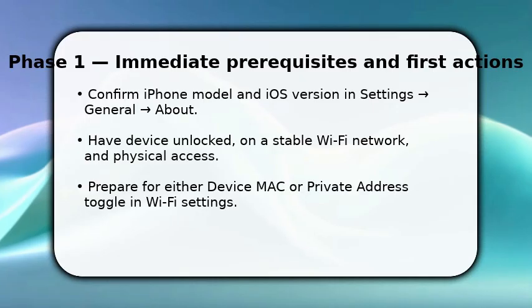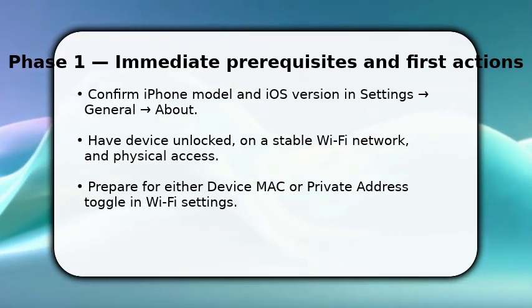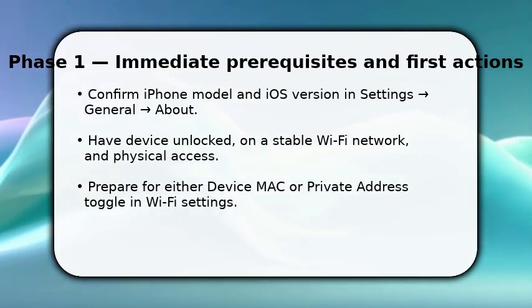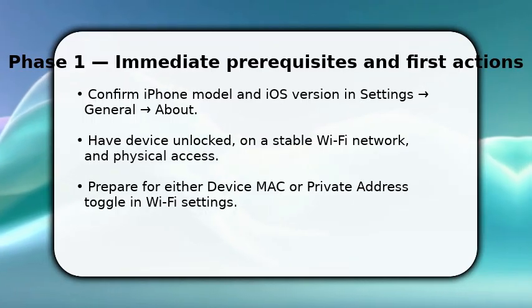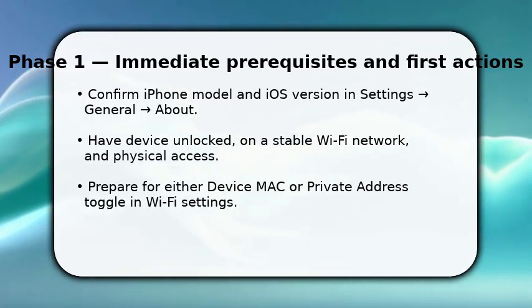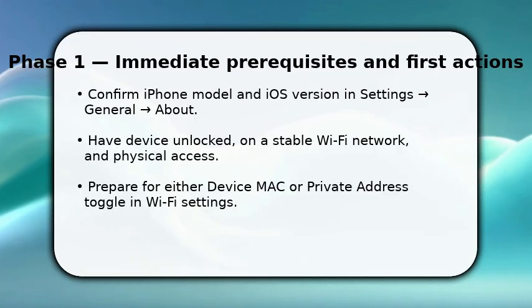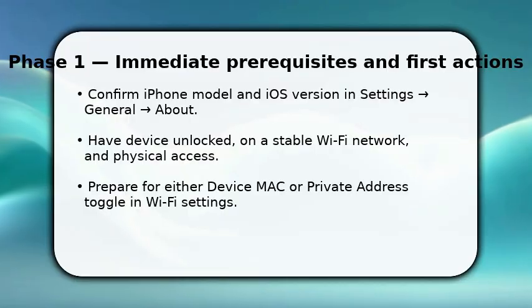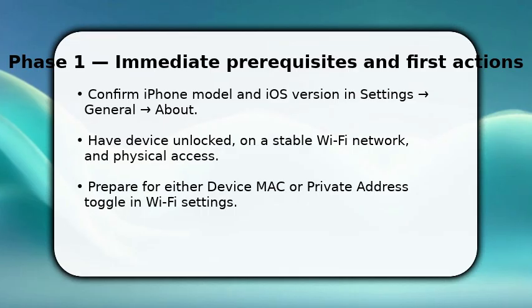You start by confirming a few essentials. Check your iPhone model and iOS version in Settings > General > About and make sure the phone is unlocked. Once done, connect to the Wi-Fi network you want to inspect and stay on that network. This is important because iOS shows the MAC per network.